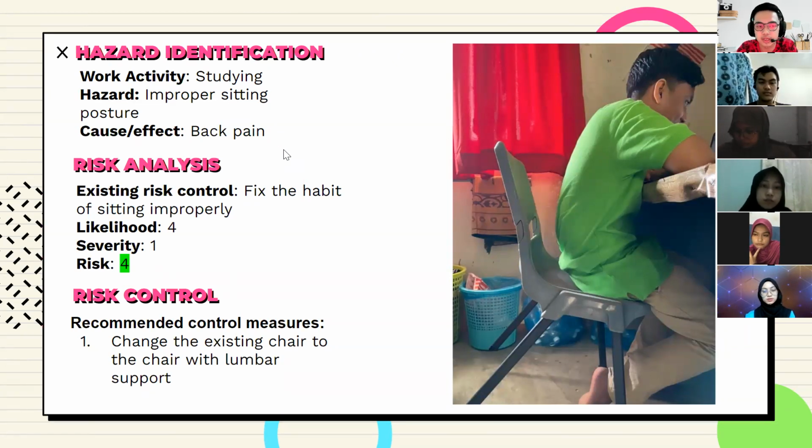So the risk analysis that has been conducted looks at the existing risk control, which is fixing the habit of sitting improperly. The likelihood of this occurring is 4, the severity is 1. So the total risk is 4, which is marked as low. The recommended control measure is to change the existing chair to a chair with lumbar support so that the person wouldn't be sitting like this. So the person would be sitting comfortably on his chair. So next slide, please.